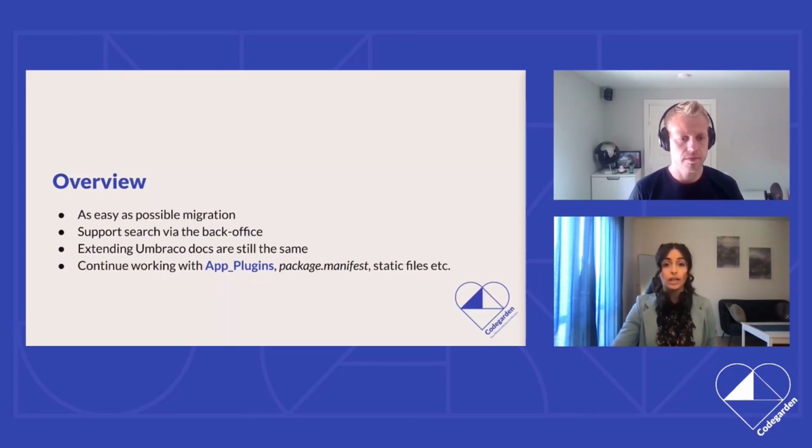We also ensure that all site dependencies are in source control. Additionally, we'll continue to use the data from our Umbraco to feed the packages list in the back office. Apart from that, there are still changes related to transitioning from .NET Framework to .NET Core, but more on that on the next slide. The docs for extending Umbraco haven't changed much, meaning that there'll be no issues in the core part of your implementation content-wise. You'll also be able to continue working with app plugins, package manifest, and static files.